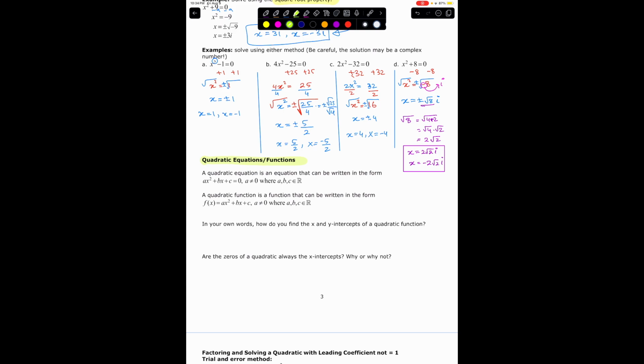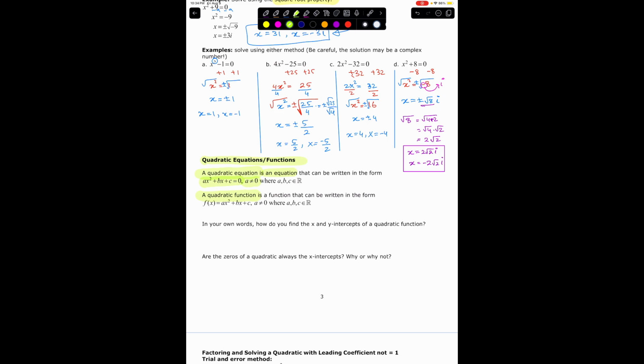Notice how we had a quadratic equation and a quadratic function. The main difference between the two is that a quadratic equation is an equation where you can see an equal sign and one side is equal to 0 or a number. And notice how it can be written in the form ax squared plus bx plus c equals 0, such that a cannot be equal to 0, because if it were equal to 0, it's no longer quadratic. The first term is going to be canceled and it's going to be linear. And a, b, c are real numbers.